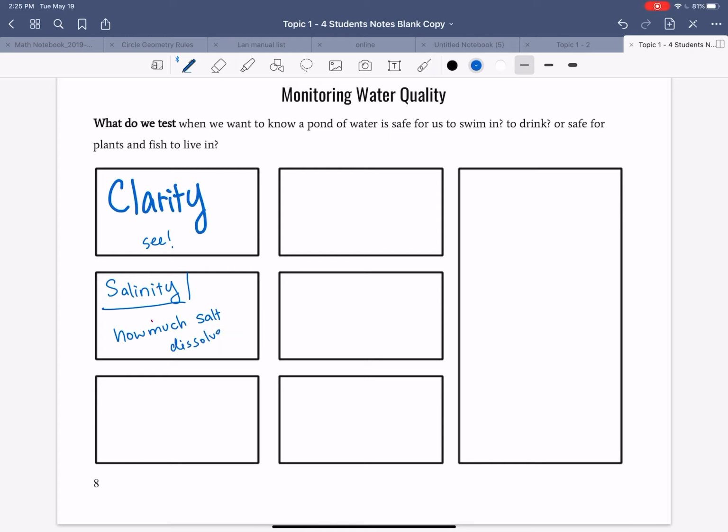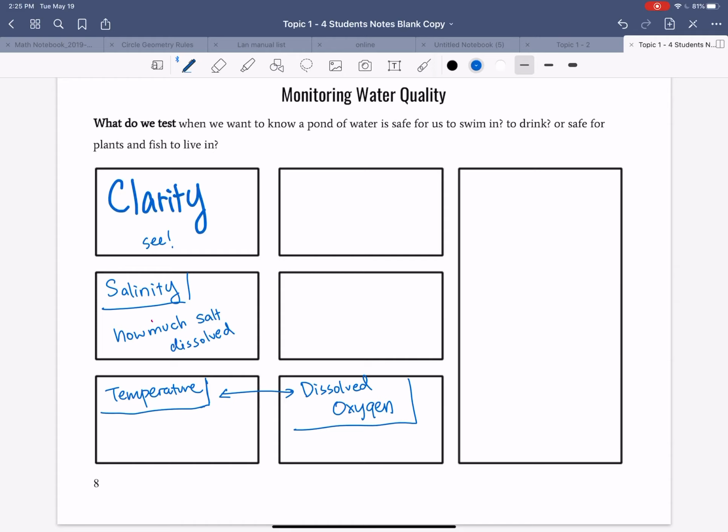You don't want river water to have too much salt, because this is fresh water. Seawater will have lots of salt, but we cannot drink it. We want water to be low in salinity. And then something we can measure is temperature. Why do we care about temperature? Because temperature and dissolved oxygen are closely related. That's a really important concept.